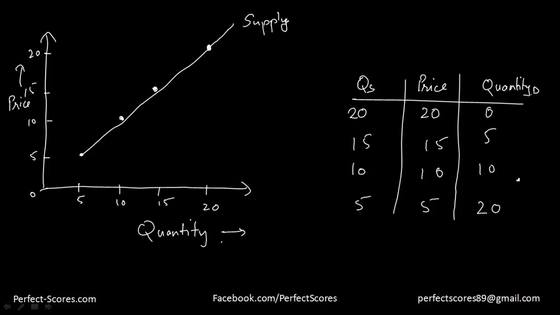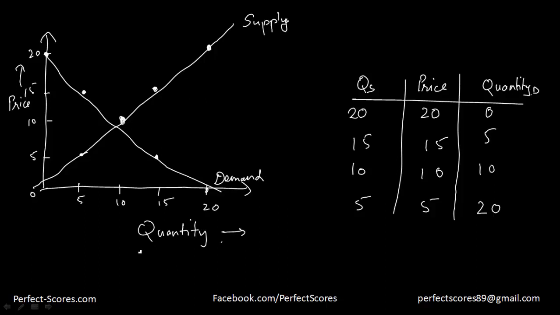Similarly, if I draw the demand curve, when the price is 20, the quantity demanded is 0, which would be right here. When the price is 15, the quantity demanded is 5, which comes here. When price is 10, quantity is 10, which is actually here. And then it comes here, and then it comes here. If I just join these, this becomes our demand curve. So this is the supply curve, and this over here is our demand curve.